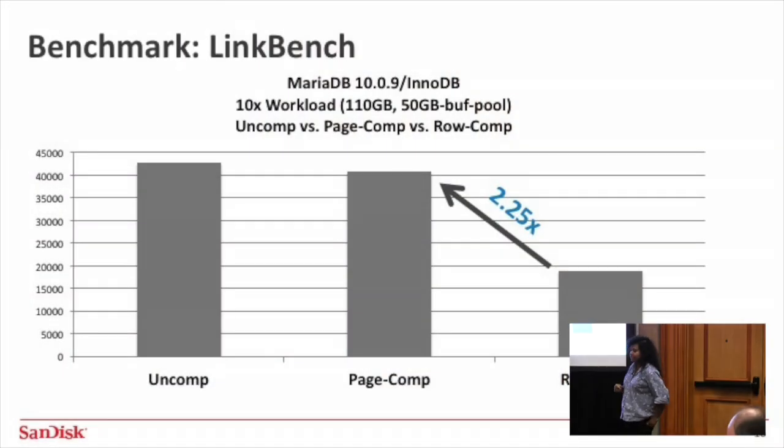So this one is LinkBench. LinkBench is a workload that simulates the Facebook social graph. It's an open source benchmark written by Facebook. And what it shows: row compression is the standard MySQL compression, uncompressed is uncompressed, and page compression is really NVM compression. So you can see that it's very, very close to uncompressed, even on this workload, which is a very different workload than the TPC-C workload.